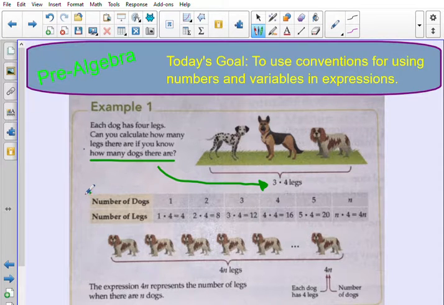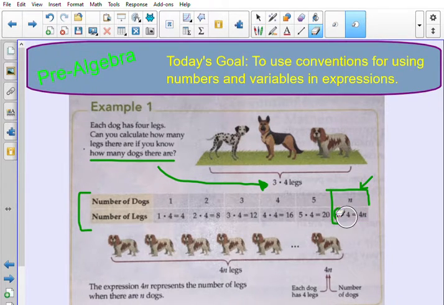We can build a table. Remember yesterday we built tables, especially if they're going to be asking for multiple problems. Number of dogs: 1 dog, 2 dogs, 3 dogs, all the way up to, and this is really where we're going towards, we want to be able to write this for anything. So if I had 5 dogs, we'd take 5 times 4. 4 dogs, 4 times 4. 3 dogs, 3 times 4, because it's 4 legs, 3 dogs. We want to be able to write it for any number of dogs. In this case, we would be taking n, the number of dogs, times 4 legs.